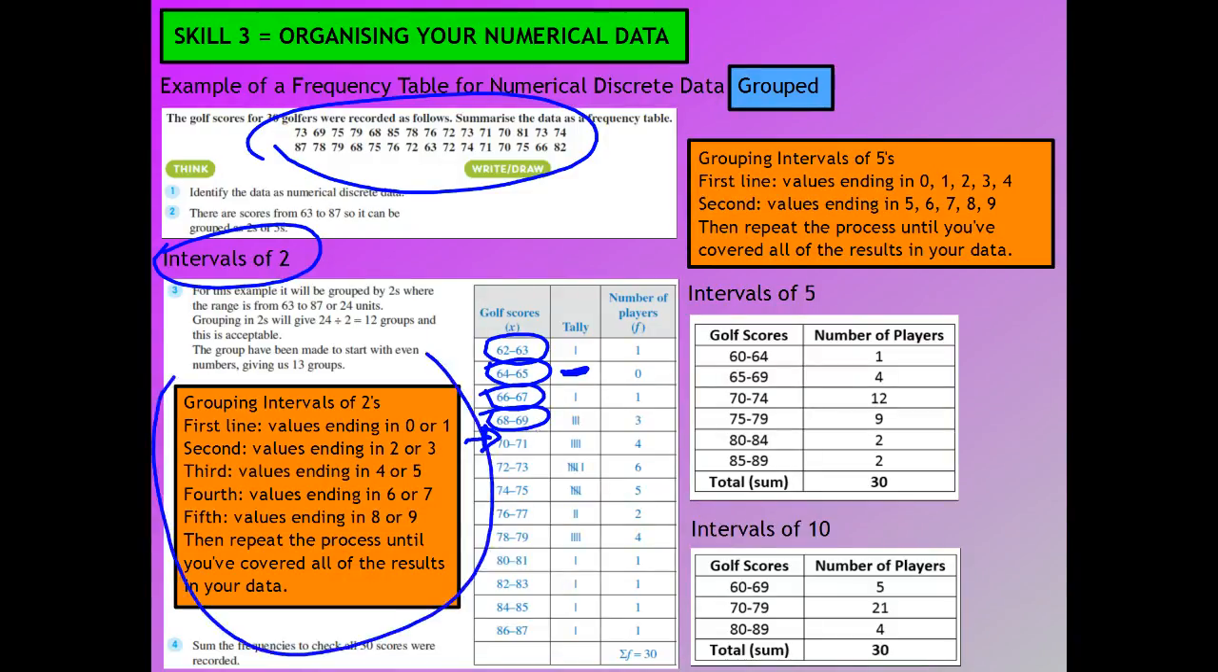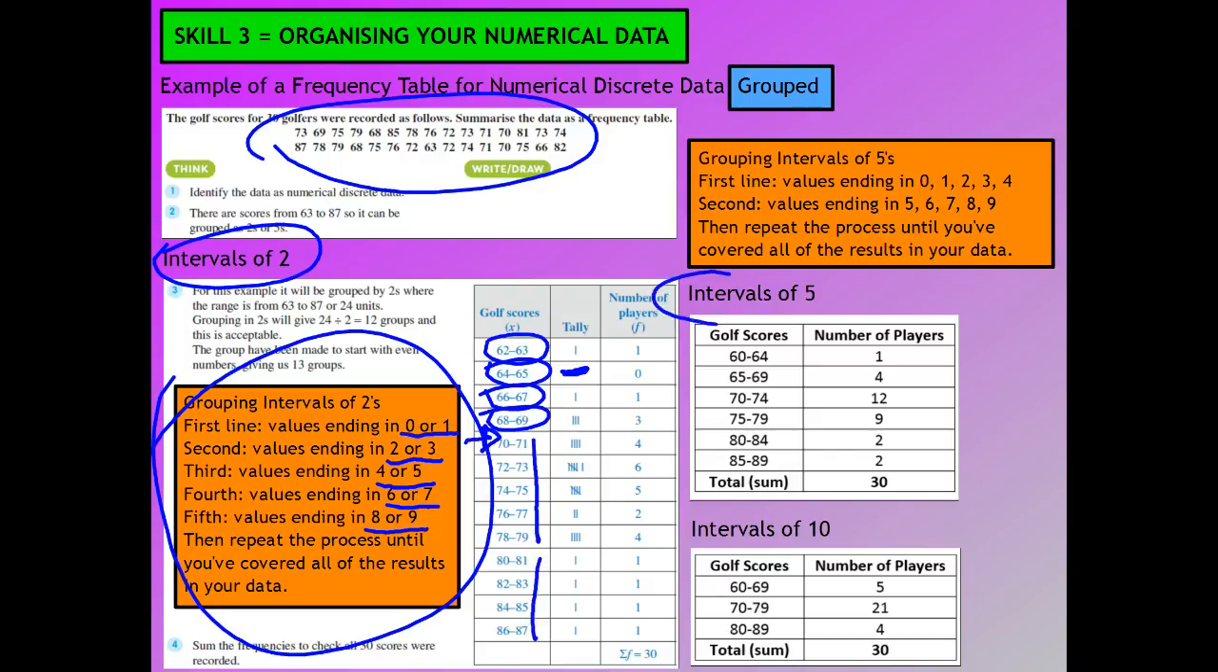Over here in the orange, you'll notice I've given you some advice. So first line is any data ending in 0 or 1, then any data ending in 2 or 3, then 4 or 5, then 6 or 7, then 8 or 9. And that pattern follows all the way through this frequency table.